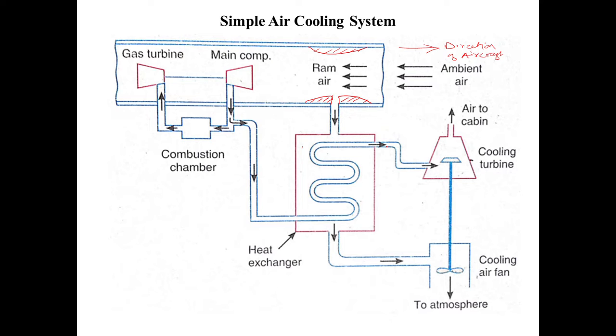Now that cooled air will be supplied to the cooling turbine. So this is the cooling turbine basically. In the cooling turbine, the air will get expanded. Now we know that because of the expansion of the air, the pressure and temperature will be reduced. Okay, the pressure will be reduced, temperature will be reduced. That pressure will be reduced up to the cabin pressure most of the time. Whatever pressure is reduced in the turbine will be up to the cabin pressure, or the pressure to be maintained inside the cabin.